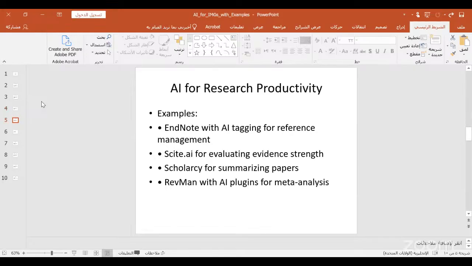And then we have artificial intelligence for research productivity. For example, we've listed here 4 examples. EndNote with AI tagging for reference management. So EndNote can be used for 2 things. One, it can be used for reference management, like Mendeley and so on. And it can also be used for duplicate removal, which is the main use of EndNote.